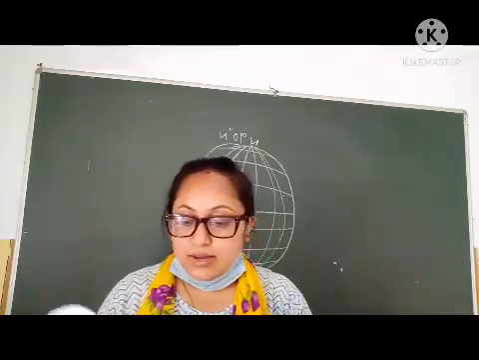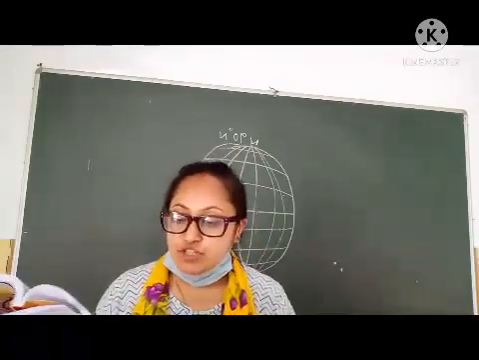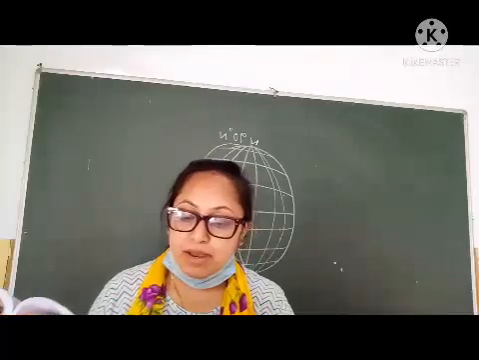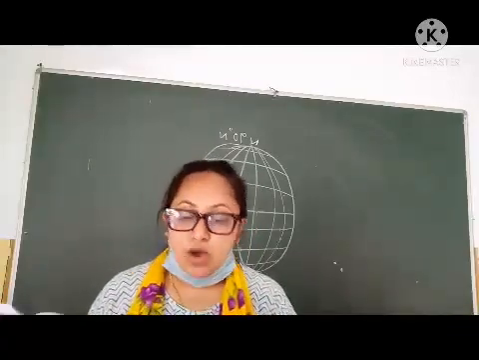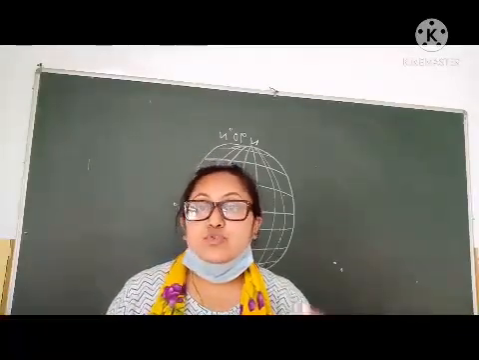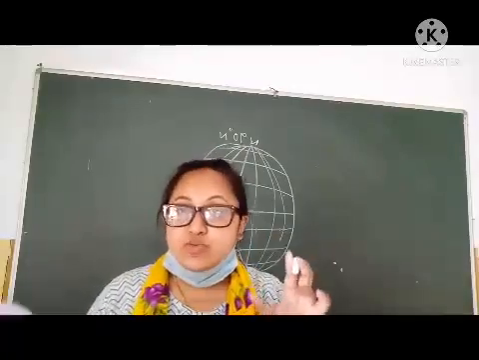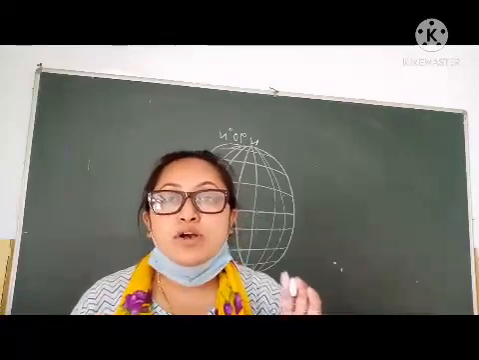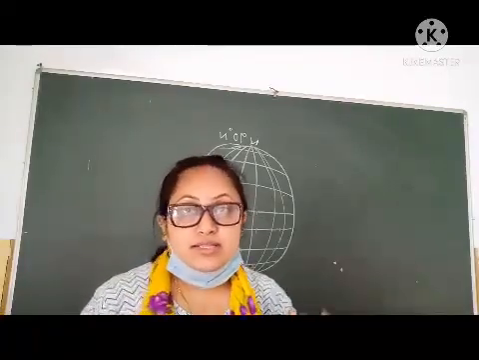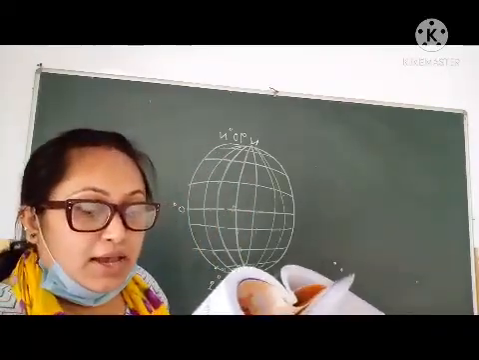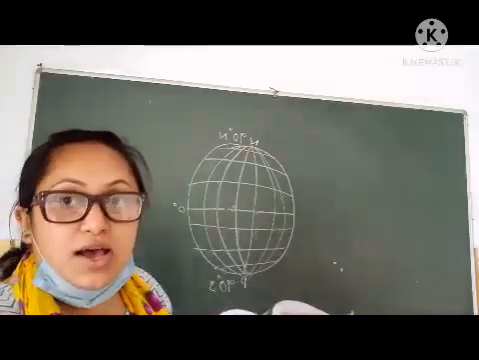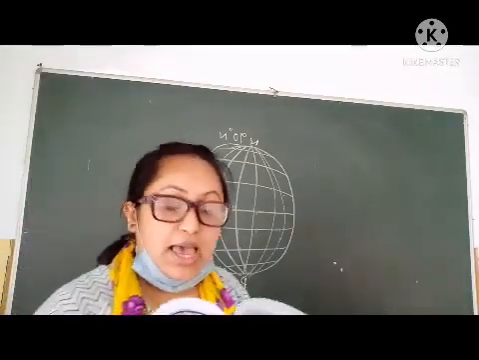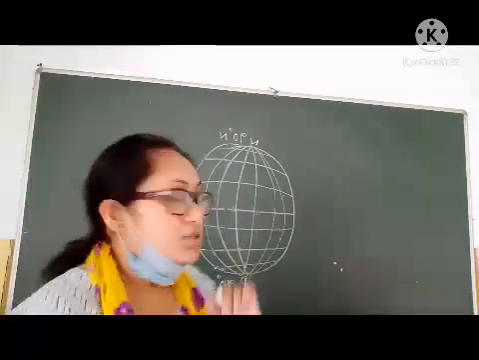To locate places on the surface of the earth, we use a grid made up of two sets of lines. Now what are grids? The grids are a network of lines crossing each other to form squares or triangles. Now we have seen which are called the lines of latitude and the lines of longitude.